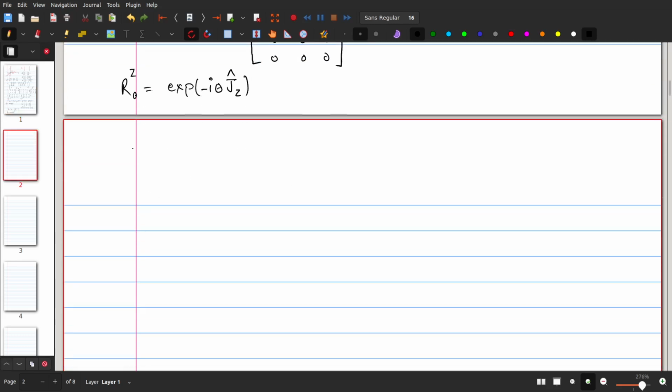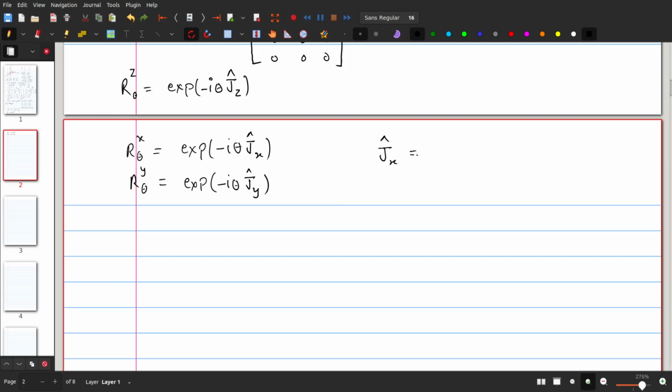Similarly, for rotations about the x and y axes, if we consider rotation about the x axis by an angle theta, it can be written as exponential minus I theta jx cap, and rotation by an angle theta about the y axis can be written as exponential minus I theta jy cap, where jx cap is the matrix 0 0 0, 0 0 minus I and 0 I 0, and jy cap is the matrix 0 0 I, 0 0 0 and minus I 0 0.